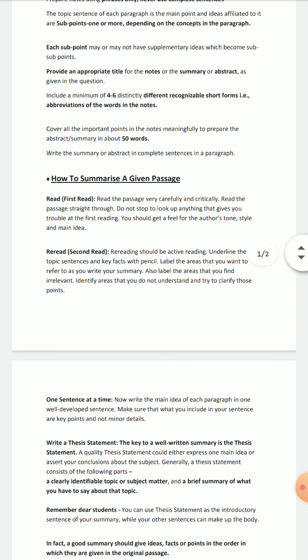Another thing you remember, dear students, each subpoint may or may not have supplementary ideas, which become sub-subpoints. It doesn't mean that in every note making you might feel that you want to break up the supporting points more. It is not necessary. It entirely depends on the ideas of the passage.